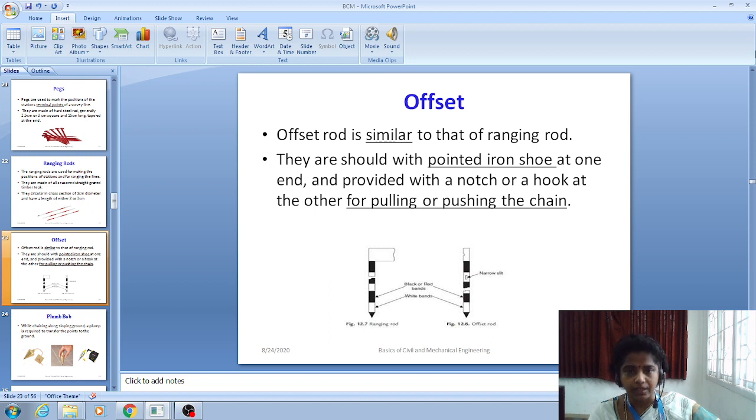Next, the offset. The offset is similar to a ranging rod, but a flag is provided at the top of the offset, to identify where the ranging rod is. That is the purpose of the flag at the top. In the offset, one hook is also there. That hook is useful for pulling or pushing the chain in hide and seek places.